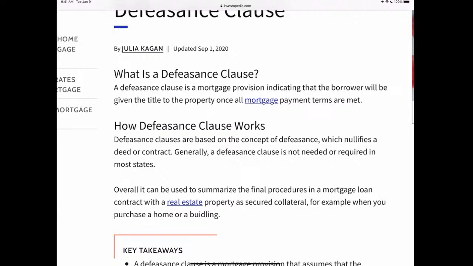So let me read you from John Riley's book. A defeasance clause is a clause used in leases and mortgages to defeat. That's what I always tell my students: think of defeasance as defeating. You paid off all the payments, right? You've defeated the mortgage. So it's a clause used in leases or mortgages to defeat or cancel a certain right upon the happening of a specified condition.